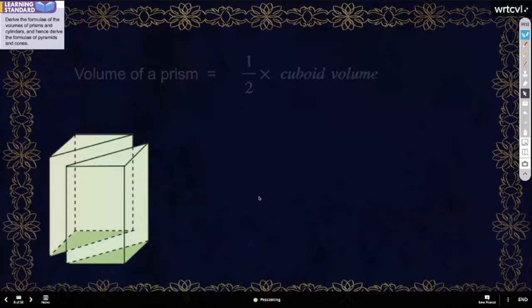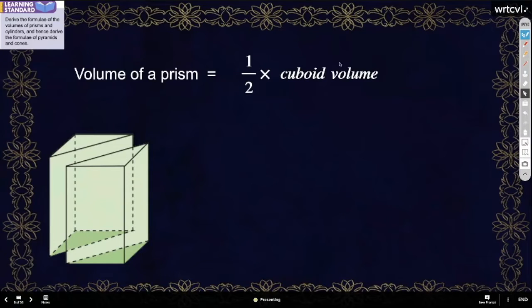So go to the next slide. We see how we derive the formula for the prism. So half of the cuboid volume, where the cuboid volume is length times width, the area of the base, right, times the height.